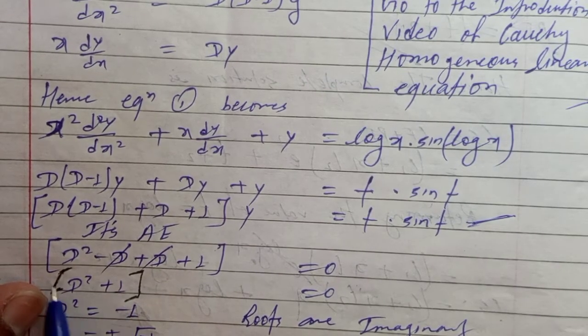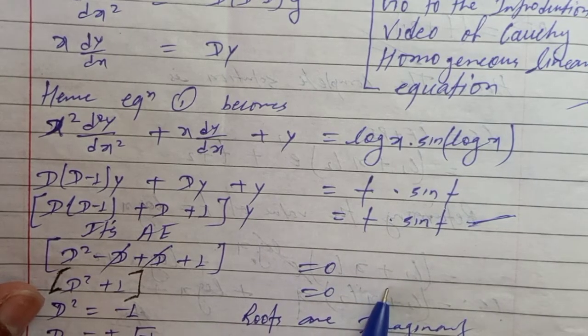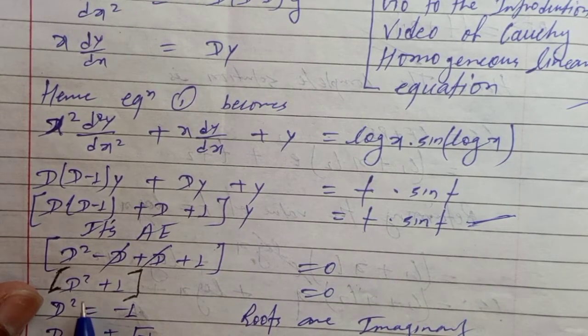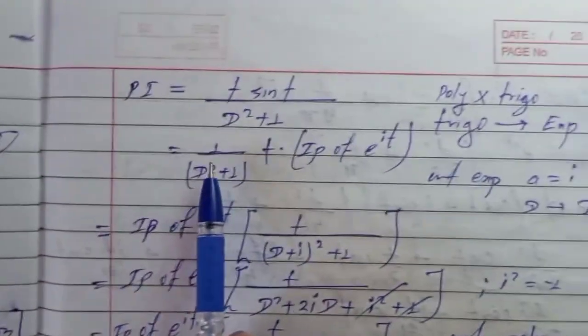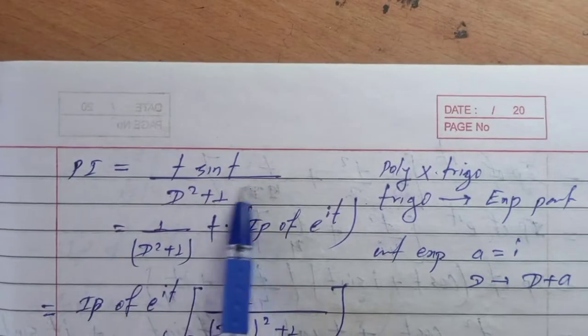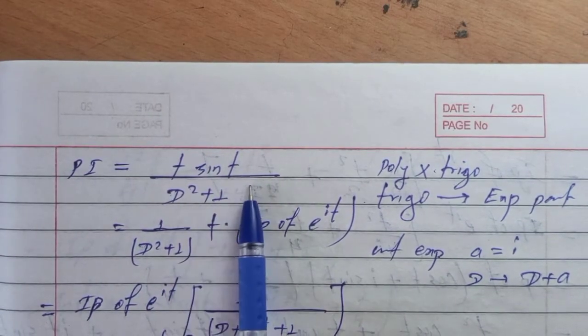We should not send any of this term to here, or cancel any other term by sending them there. So we got our function of D. So our y_p became the right hand side function divided by function of D. So this is our equation.